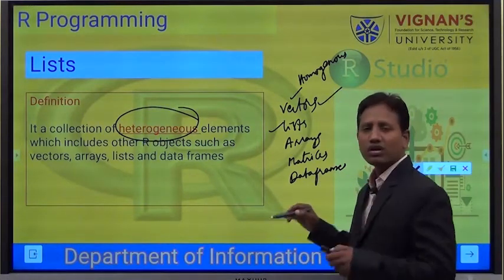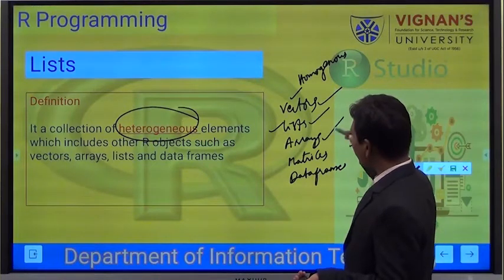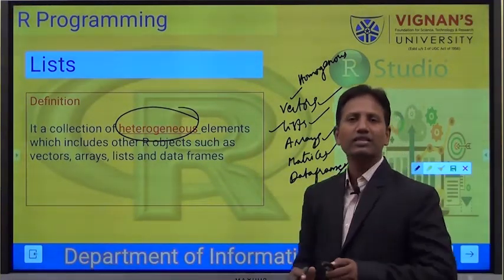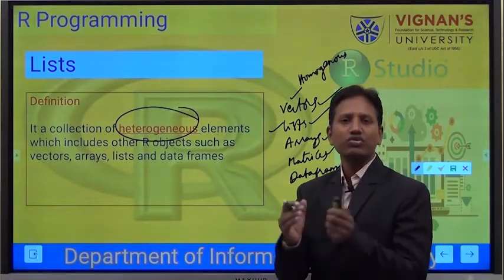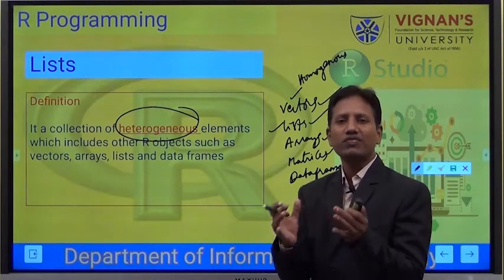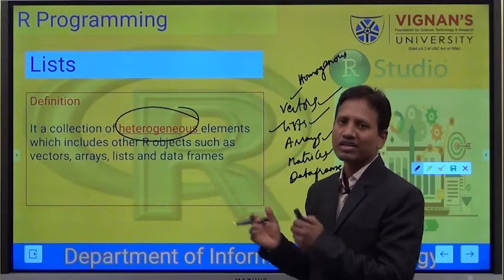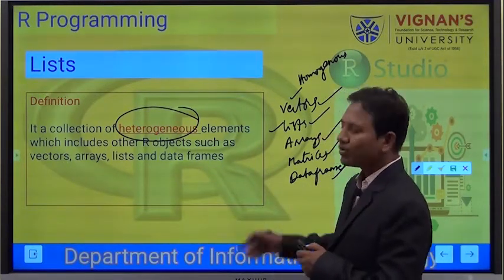It can hold a vector, it can hold a list itself, it can hold an array, a matrix, a data frame. Like this, a list is a versatile data structure which is able to hold different data types. This is going to be a useful data structure for data analysis. We'll see the example.